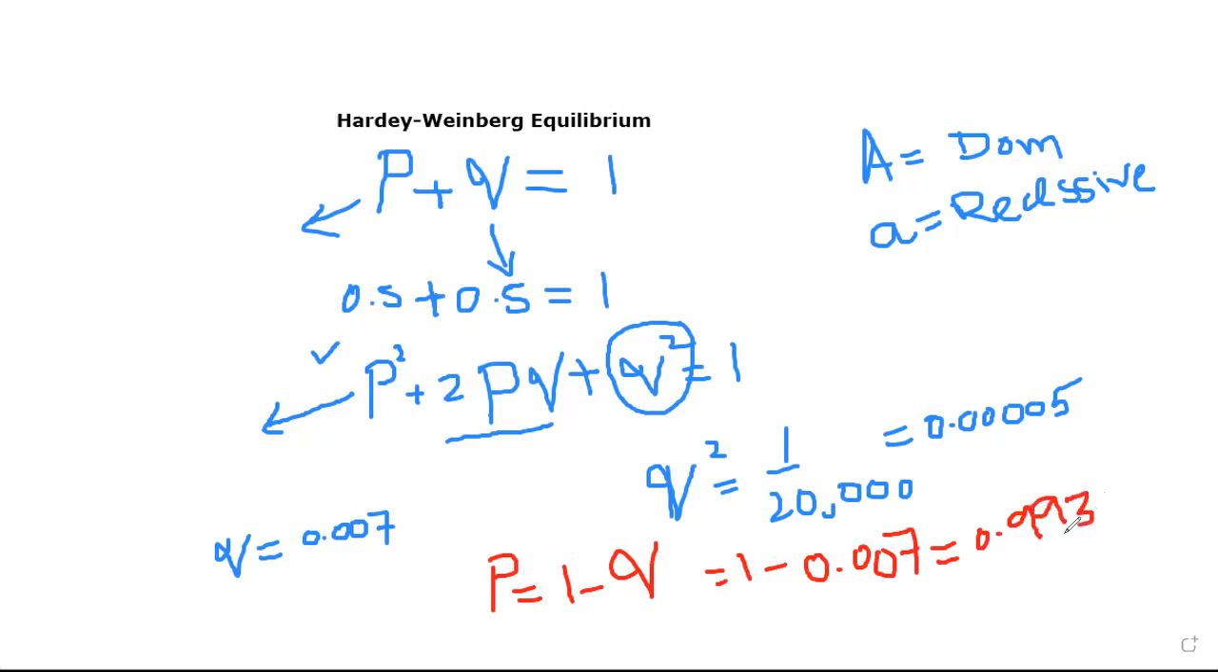0.993. Correct? Now figure out if you put all these values into this one, you can easily find out. If I ask you, can you tell me the value of heterozygous individual in this population? Can you find out now? Do it. And please do it on my screen.